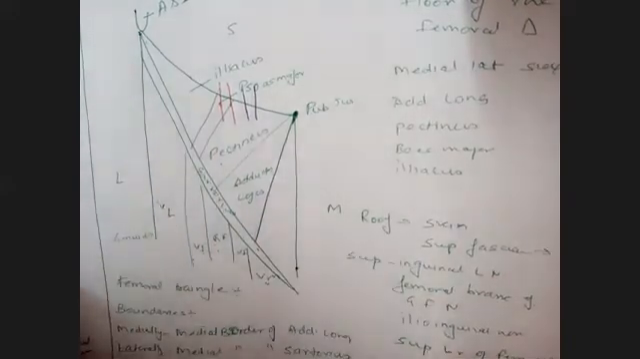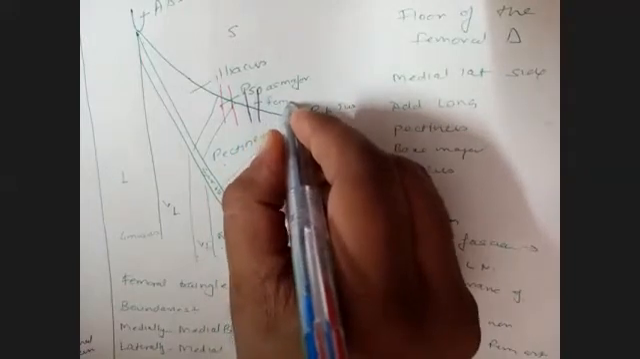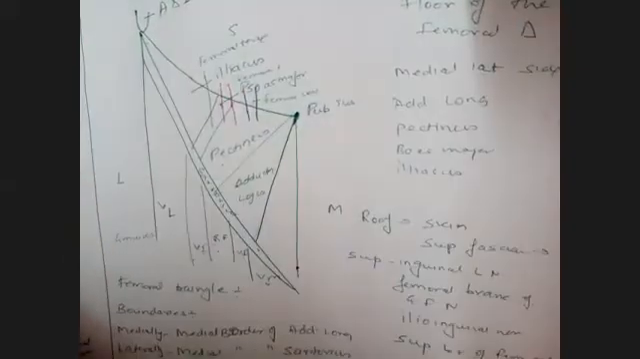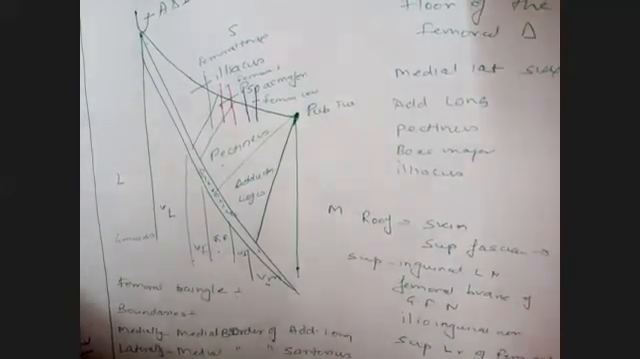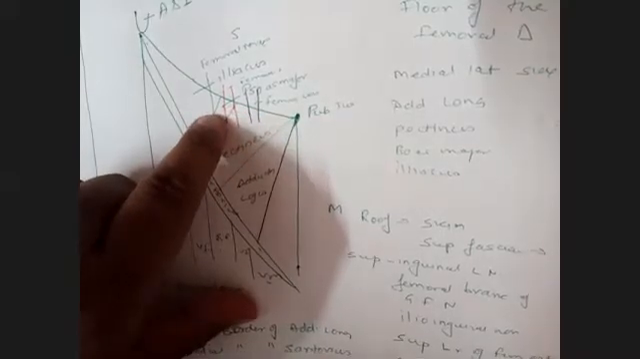Very important structures are there in this triangle. Here we see the femoral vein, femoral artery, and here is the femoral nerve. It is very easy to remember the contents; you just have to remember the word femoral. From medial to lateral side: femoral vein, femoral artery, femoral nerve. And then there is the femoral canal medially. I'll explain it to you.